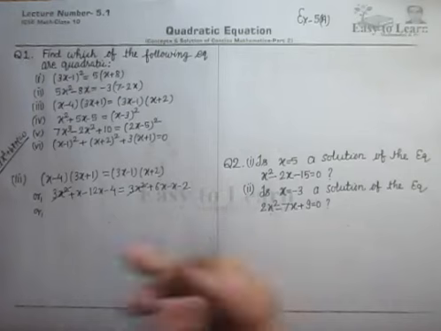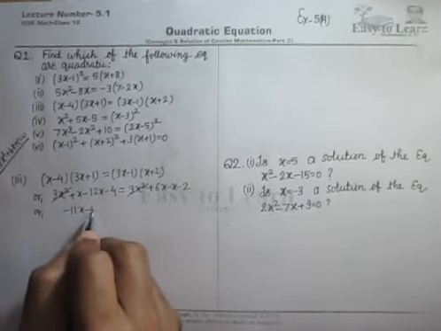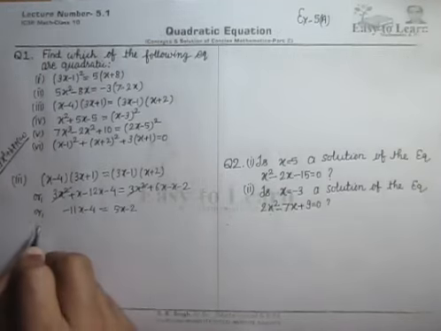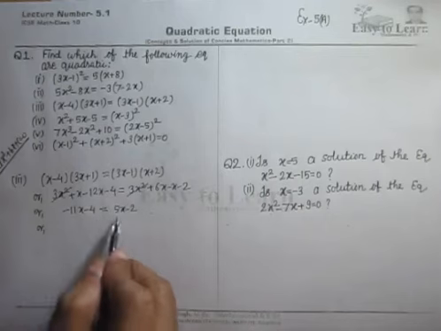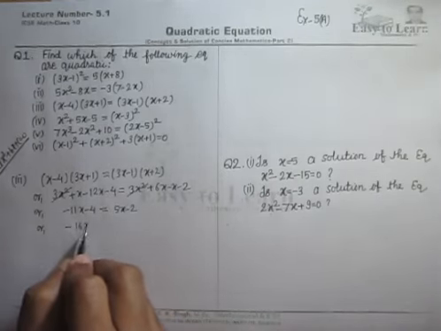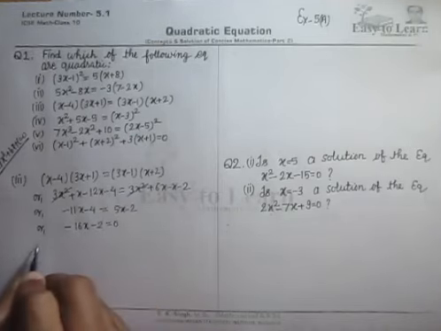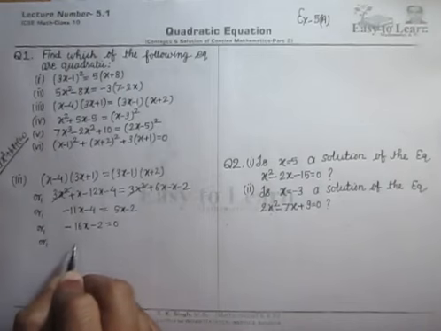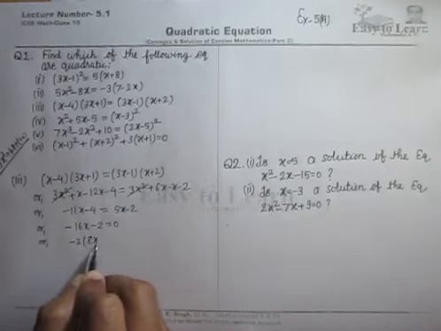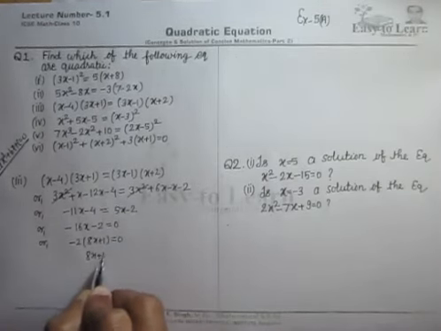Now shift all the terms of x to one side, so it will be −11x − 4 = 5x − 2. Shift this one to this side, so it will be −16x − 2 = 0, or take −2 common, so it will be 8x + 1 = 0. So we are getting 8x + 1 = 0.